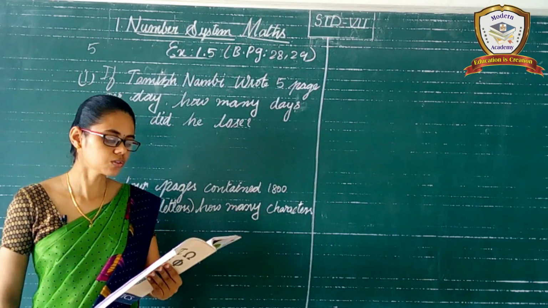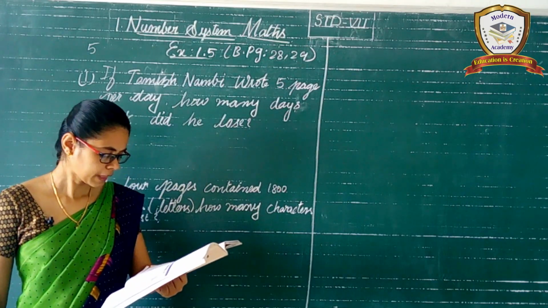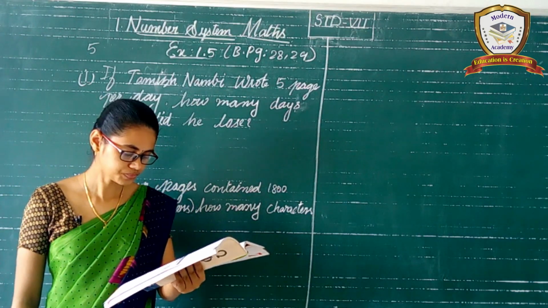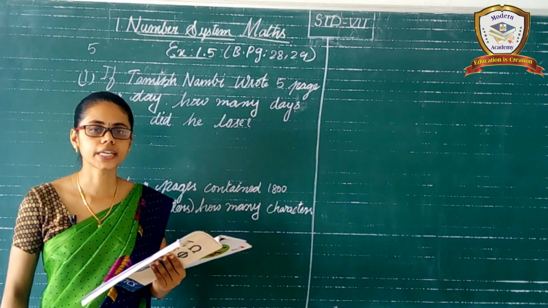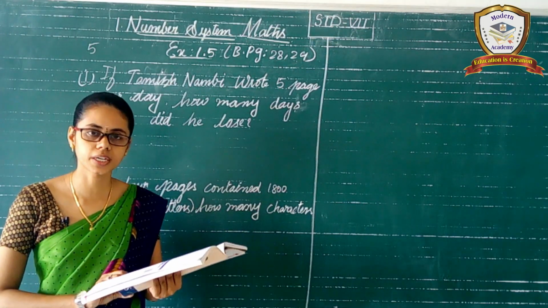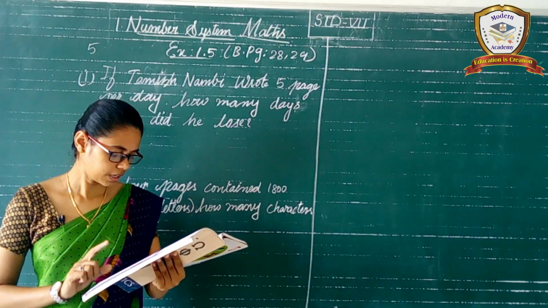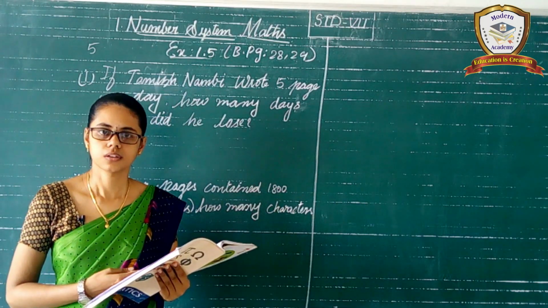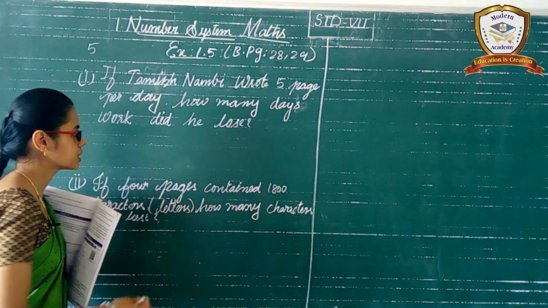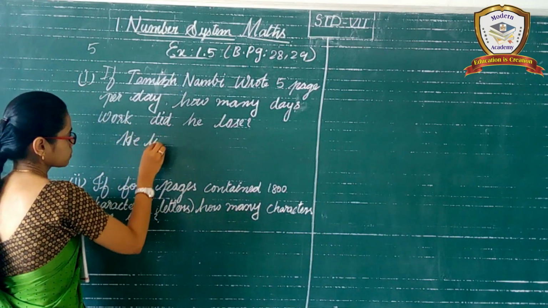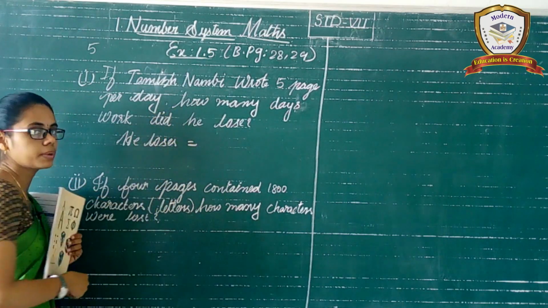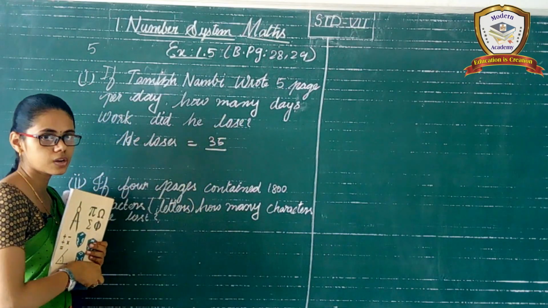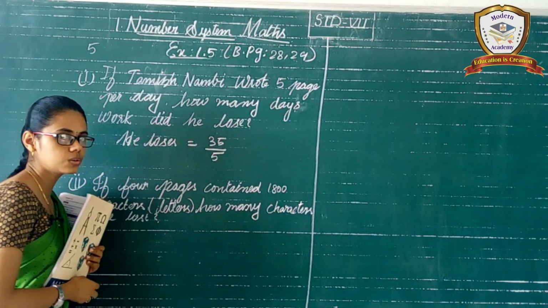Okay, they will ask 5 questions. So see the first question. If Tamil Nambi wrote 5 pages per day, how many days did he lose? So he lost how many days? One day he wrote 5 pages, means how many days were lost? We have to find. Total pages lost is 35. So 35 divided by the pages he wrote per day, 5. So we have to divide.